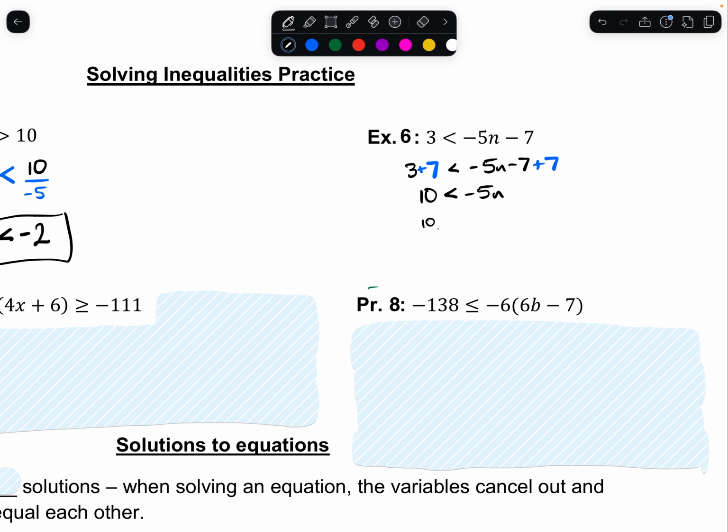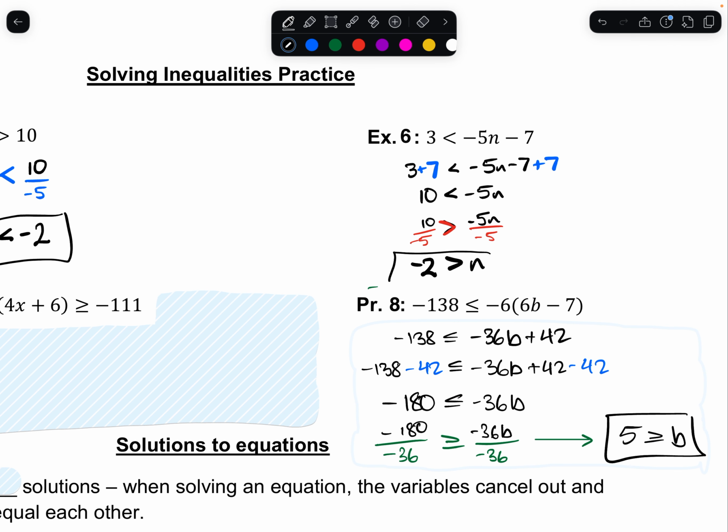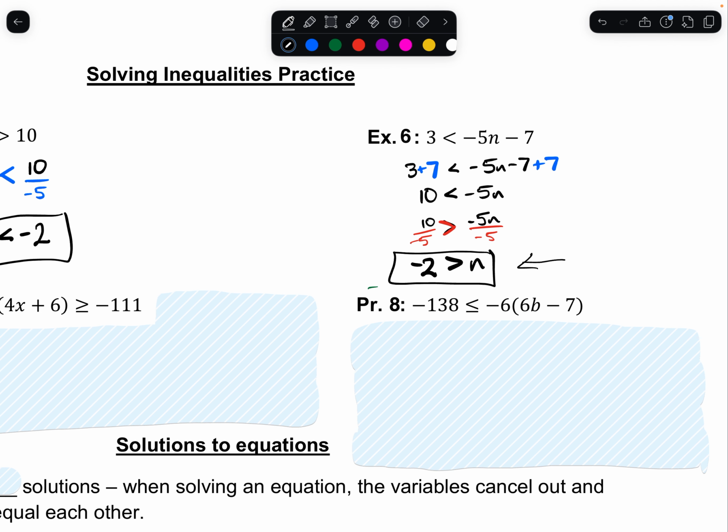Now, I can divide both sides by negative 5 to get n by itself. But because I divided by a negative, the direction of my inequality has to change. So that less than became a greater than. Simplifying, we get 10 divided by negative 5 is negative 2. And now we have n by itself. You can write it this way, or that's the same as saying n is less than negative 2. Either one is fine.